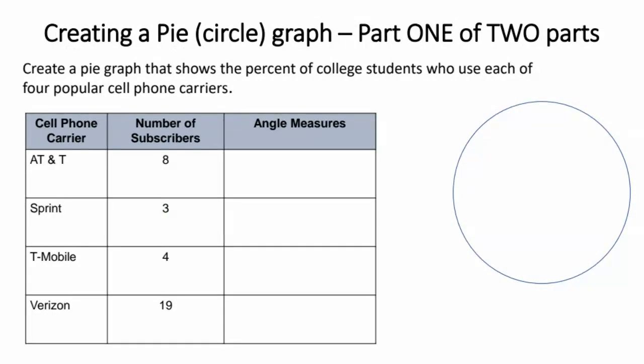First thing you have to do when you create the pie chart is you must find the total of the number of subscribers. That total has to be found first because we've got to create a percent. But we're going to use a fraction to get that percent. 8 plus 11 plus 4 is 15 plus 19 is 34.